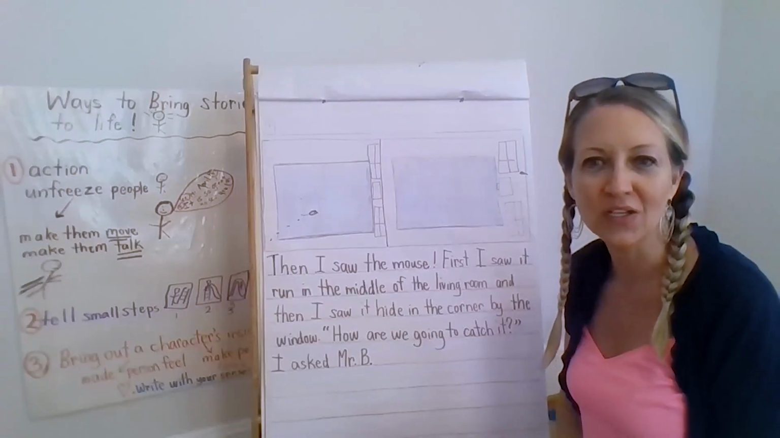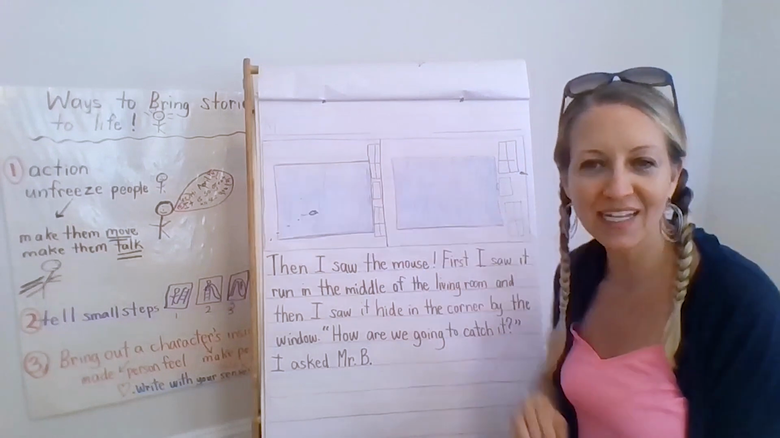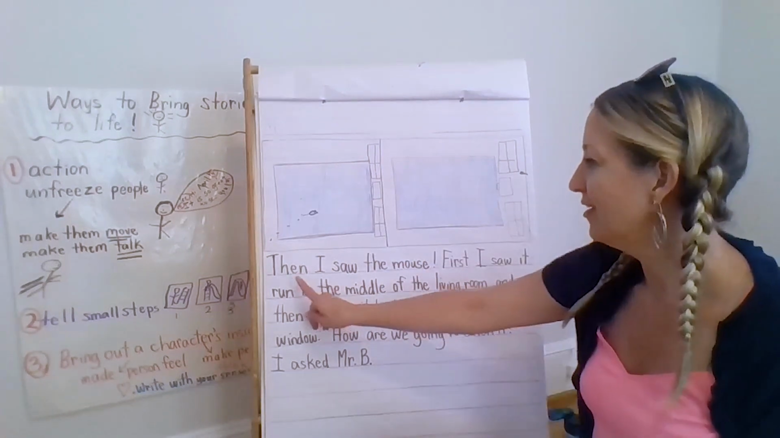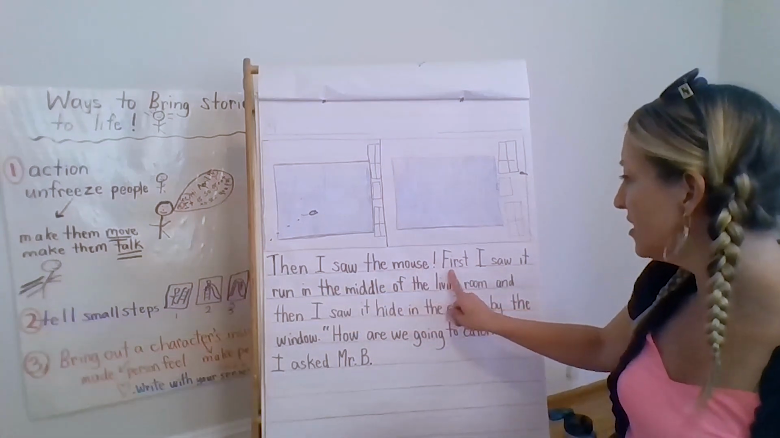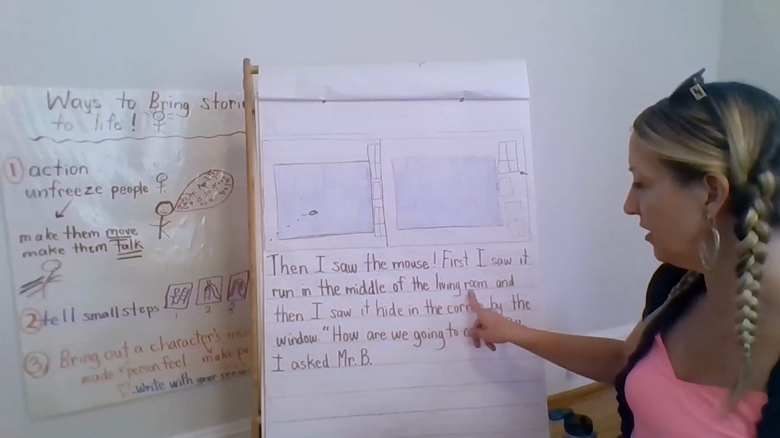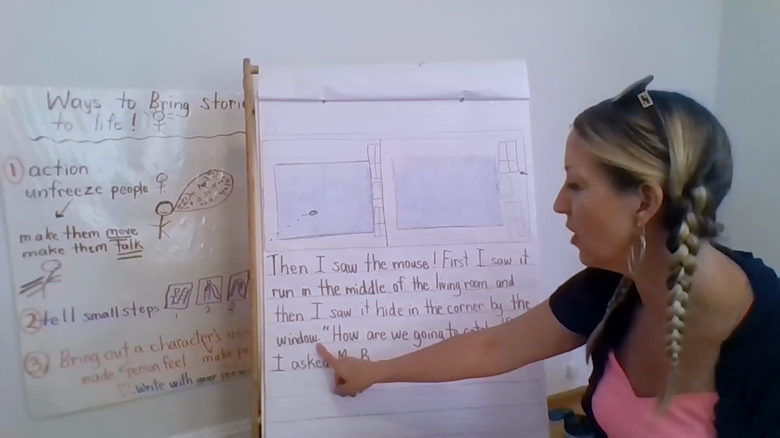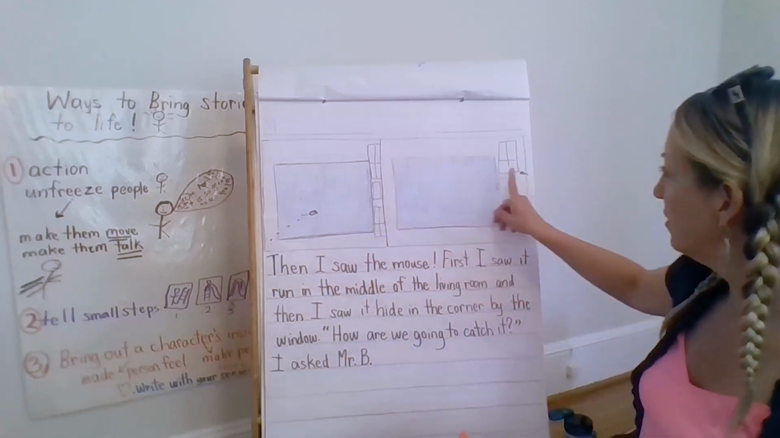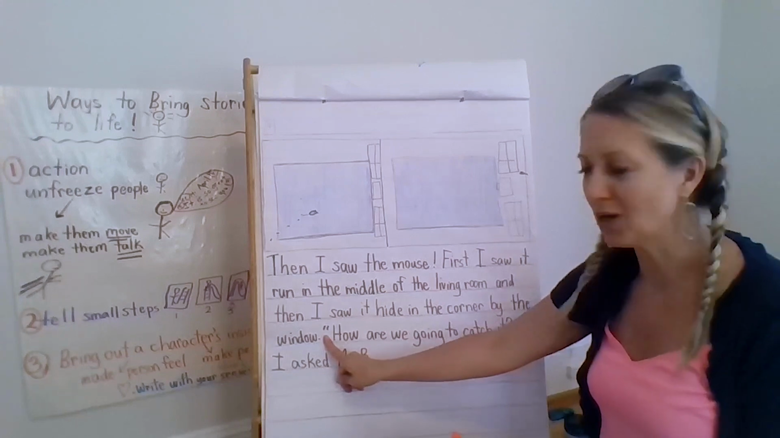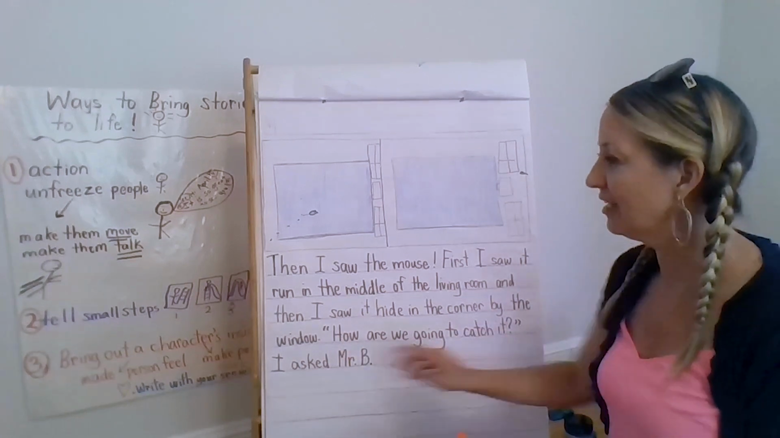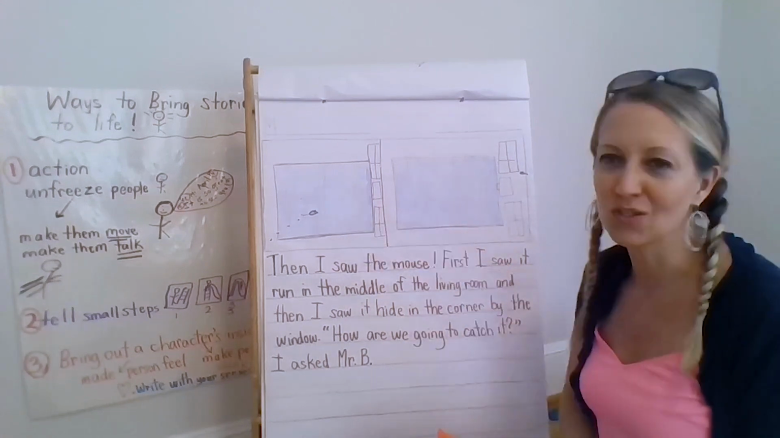Now let's see what we can add to the middle of our story. M stands for middle. Let's reread what we've already written. Reread with me. "Then I saw the mouse. First, I saw it run in the middle of the living room, and then I saw it hide in the corner by the window." There it is in the middle of the living room. There it is in the corner by the window. And then I'm talking, I added my quotation marks. "How are we going to catch it?" I asked Mr. B.